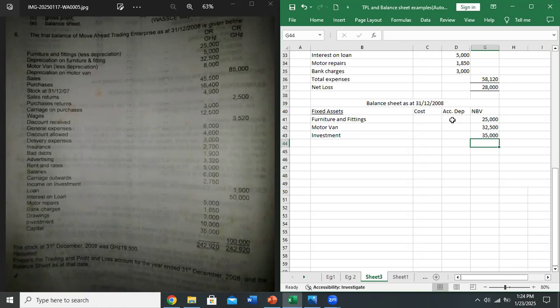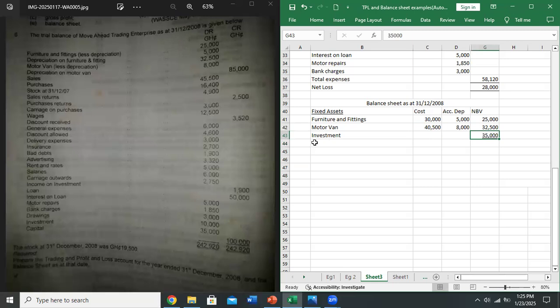If you want to show the cost, then you show the depreciation, because the depreciation was 5,000 for furniture, and motor van was 8,000. So when you add them to the net book value, you get the cost. So 30,000 for this, and then this one will be 40,500. So you can show the cost like this. But if you don't want stress, you put the net book value straight away, since that is what was given. The depreciation was deducted and the cost was not given. So you can save yourself the stress. If you bring it, it doesn't change anything.